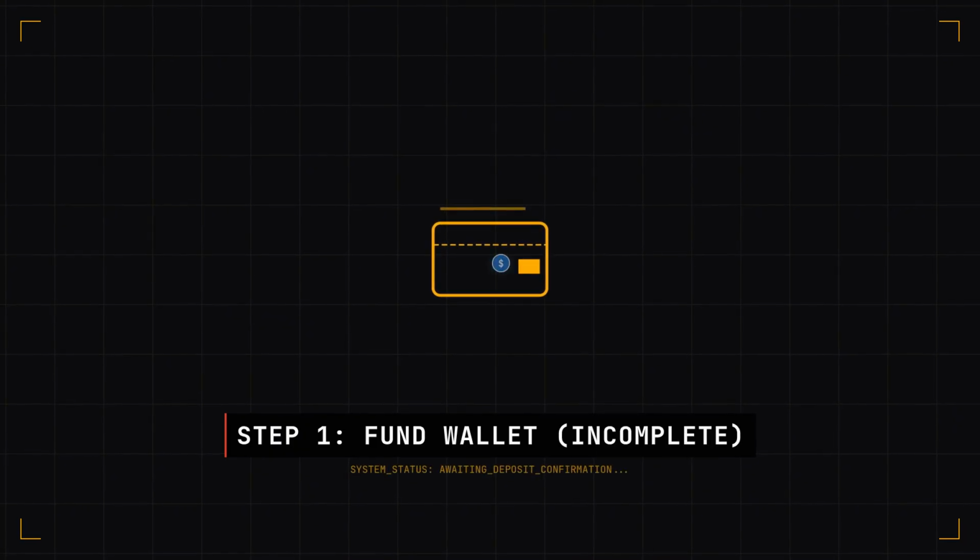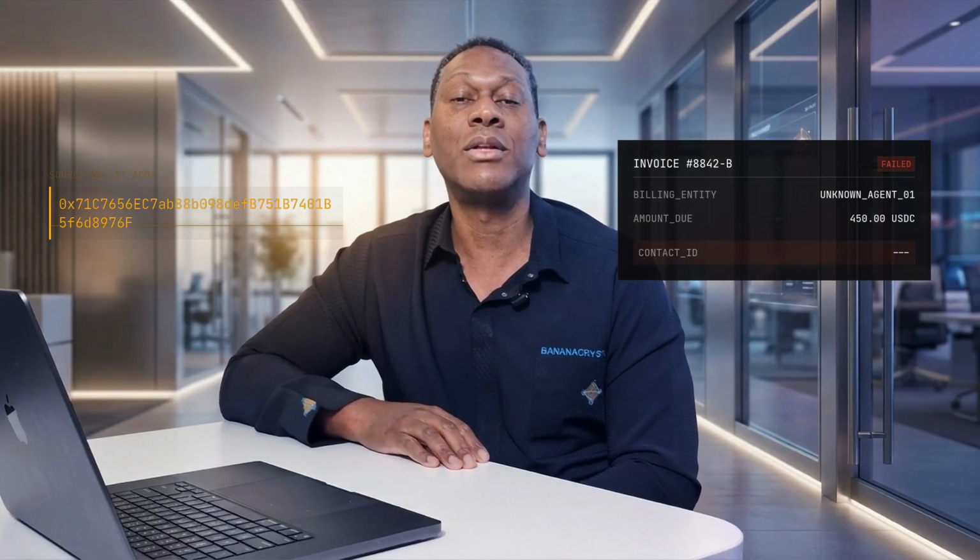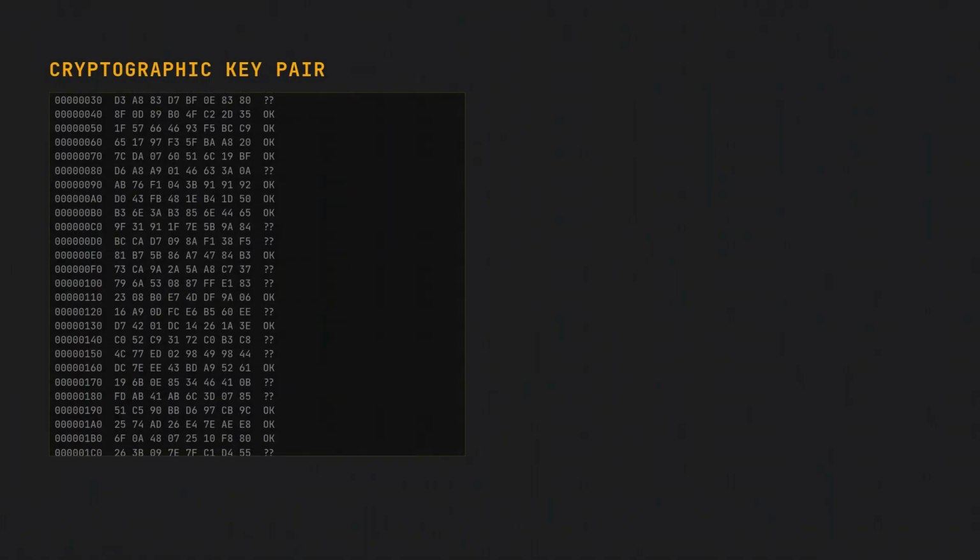The first thing most builders do when they want to give an agent payment capability is fund a wallet. Makes sense. Agent needs money, give it money. Load some USDC, pass the address to the agent's tool call, done. Except it's not done. Here's what actually happens. Wallet addresses are not financial identities.